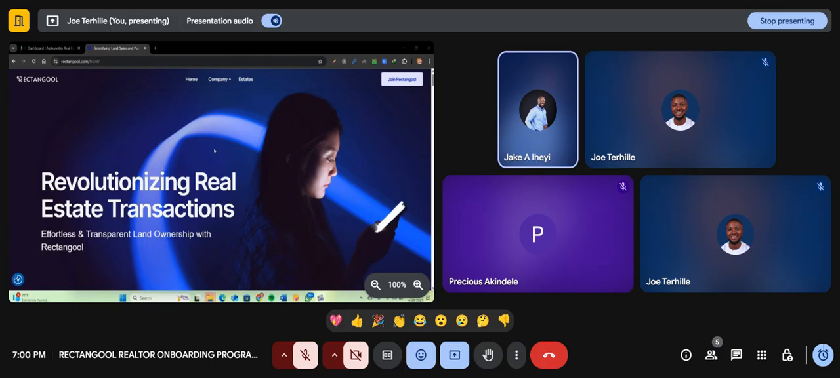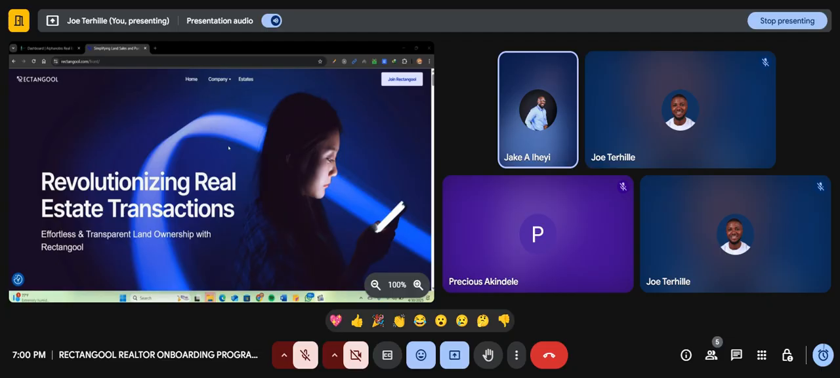So let's go into how Rectangle does this. I'm going to take it one after the other. Number one, the simplification of the sales process. Rectangle uses what is called satellite imagery technology to create a digital representation of the layout, in such a way that the client can see exactly what they are paying for, the landmarks and everything that is available on the estates that you are buying.